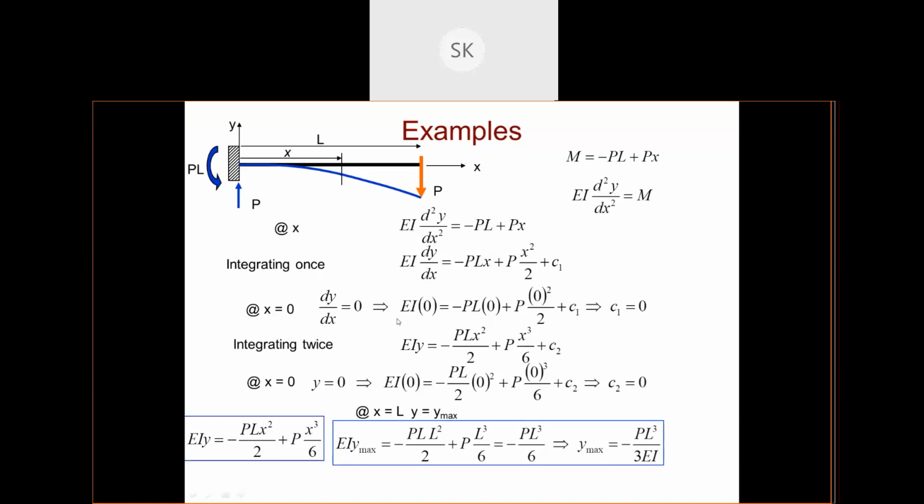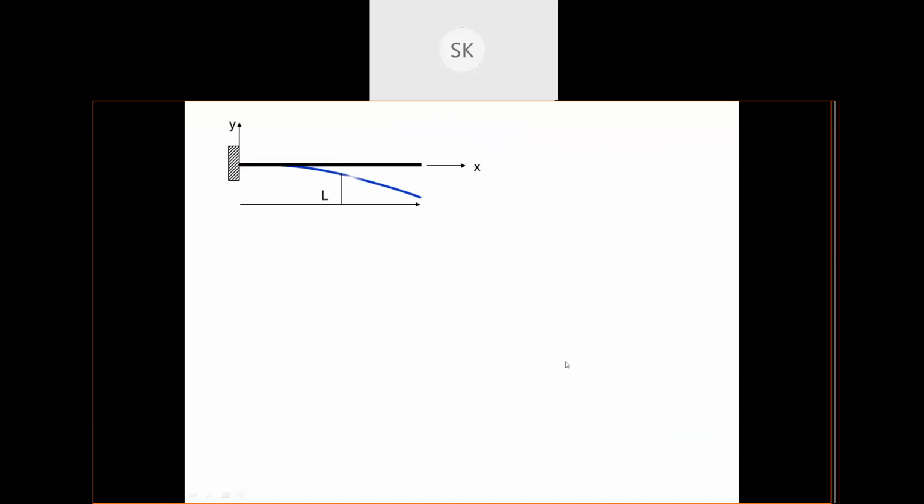Okay. So I'll move forward. Now this is the bending moment. Now I'm taking the case of cantilever beam with UDL. So this is my moment equation.